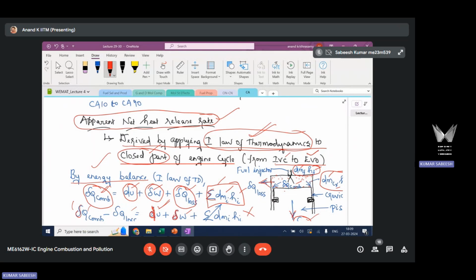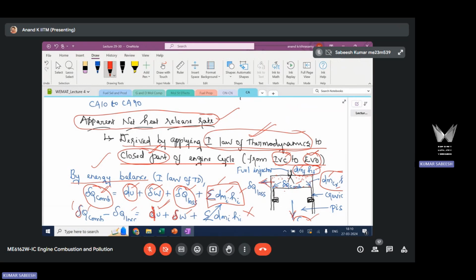Closed part of the engine cycle is a period where both the valves are closed. Intake and exhaust valve will remain in the closed position. It means it starts from the intake valve closure point. It continues until the exhaust valve open point. Until this point of time, both the valves are closed. This is what I mean by closed part of the engine cycle.